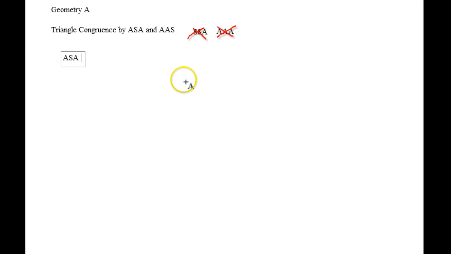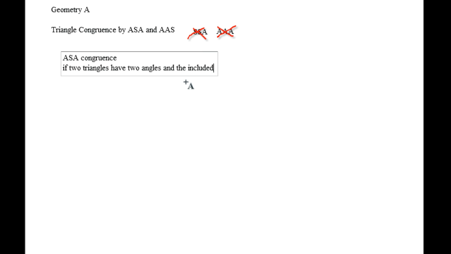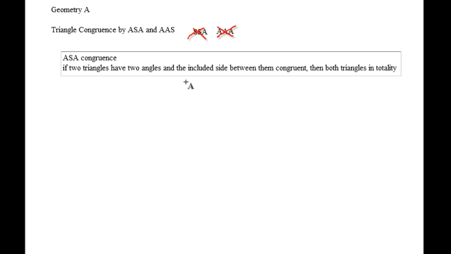Okay, so triangle congruence by ASA. If two triangles have two angles and the included side between them congruent, then both triangles in totality are also congruent. I'm adding some vowels where I shouldn't. Okay?